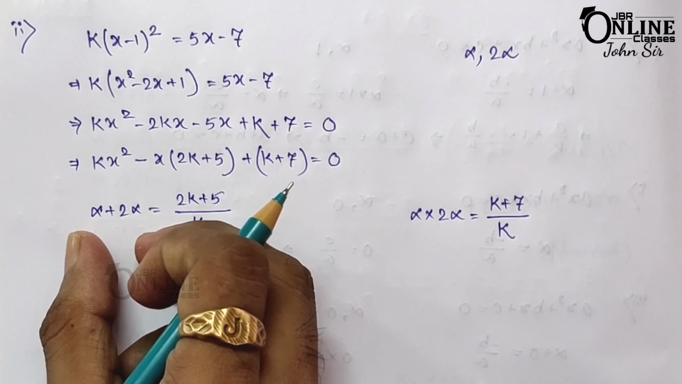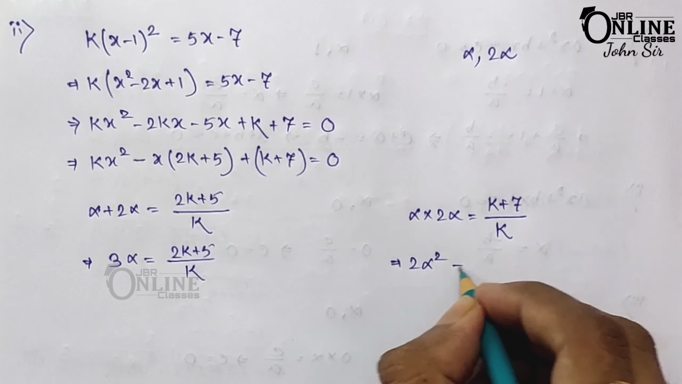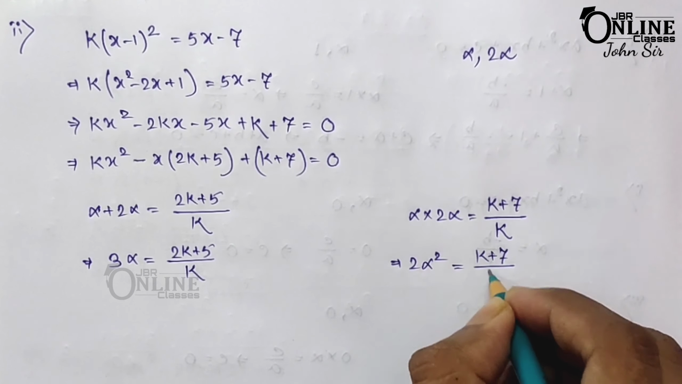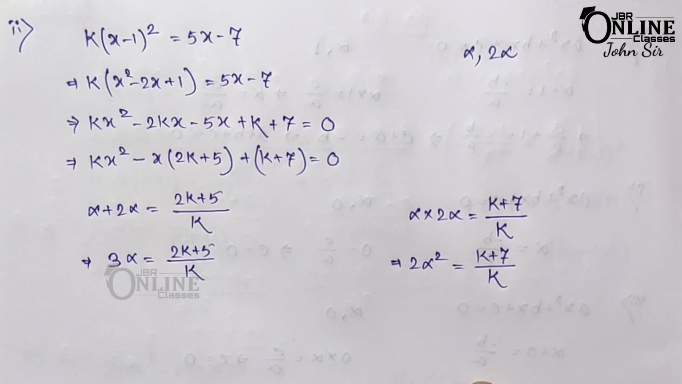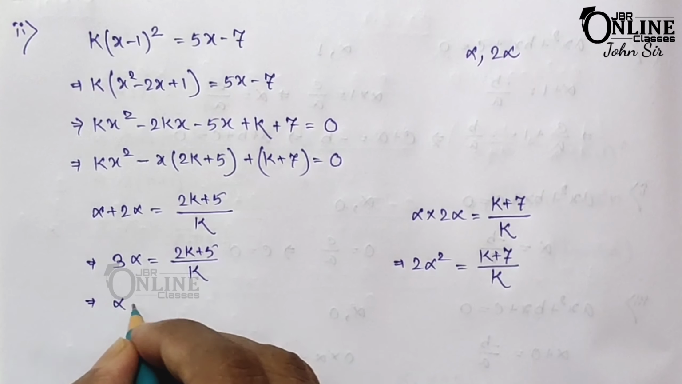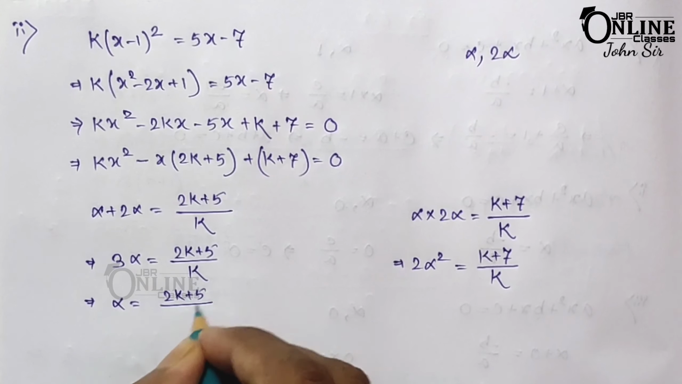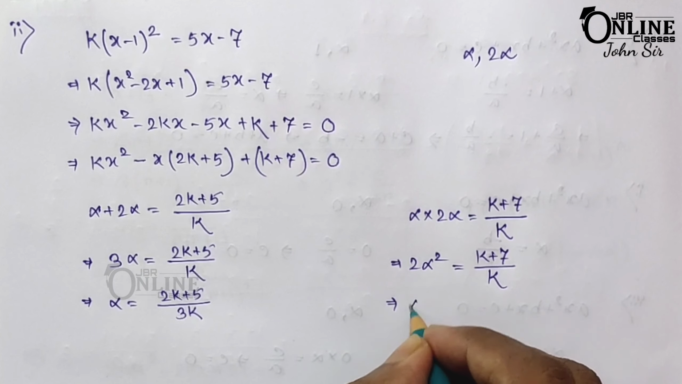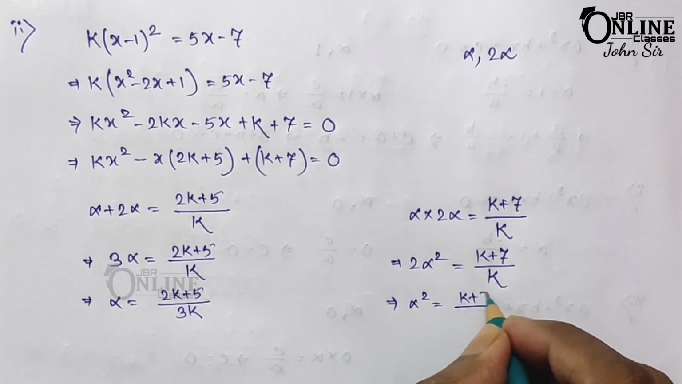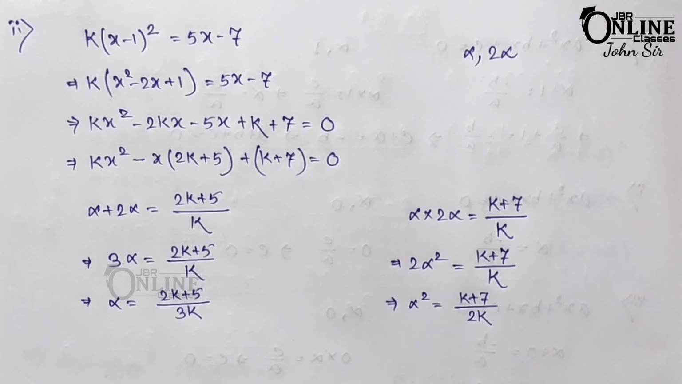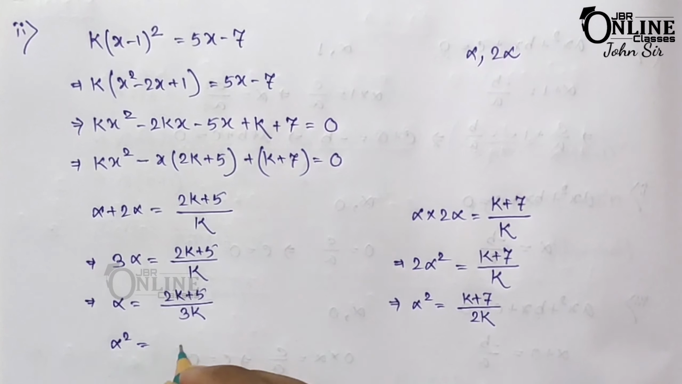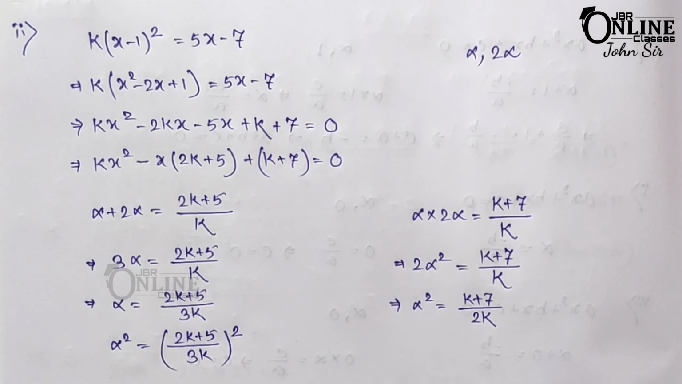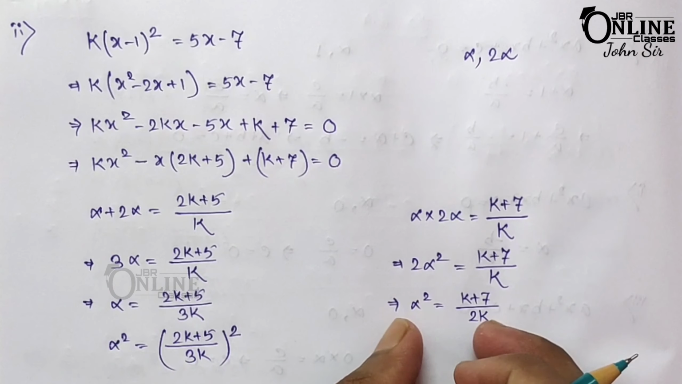So from this one, 3 alpha equals 2k plus 5 by k, and 2 alpha square equals k plus 7 by k. Now on the left hand side you have alpha equals 2k plus 5 by 3k, and on the right hand side you have alpha square equals k plus 7 by 2k. As in the previous one, alpha square equals 2k plus 5 by 3k whole square. So this one is also alpha square and this one is also alpha square.